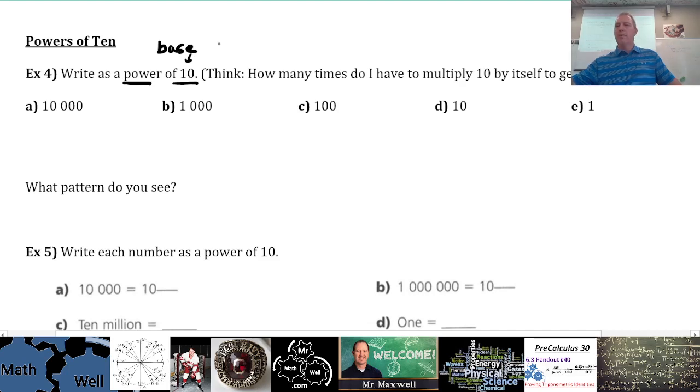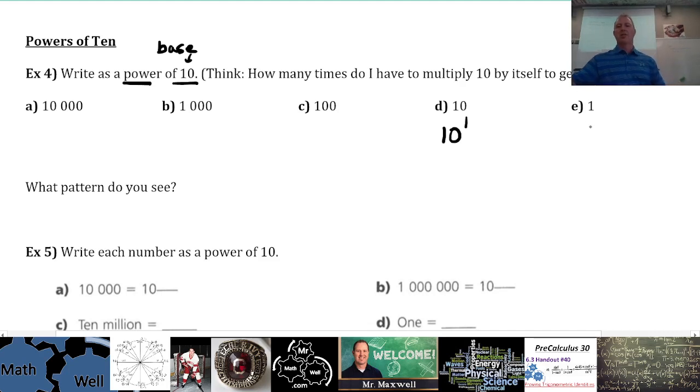So what you want to remember is, how many times do I have to multiply 10 by itself to get the number? So I'm going to start actually over here at D. Okay? Let's start over here at D. How many times do you have to multiply 10 by itself to get 10? Yeah, that's just 1. So 10 is 10 to the 1. Right? So any number to the power of 1 is just itself. So that one's pretty easy.